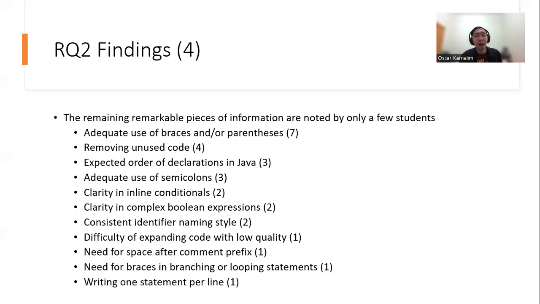The remaining remarkable pieces of information are noted by only a few students, like adequate use of braces and/or parentheses, removing unused code, expected order of declaration in Java, adequate use of semicolons, clarity in inline conditional, clarity in complex Boolean expressions, consistent identifier naming style, difficulty of expanding code with low quality, need for space after comment prefix, need for braces in branching or looping statements, and writing one statement per line.